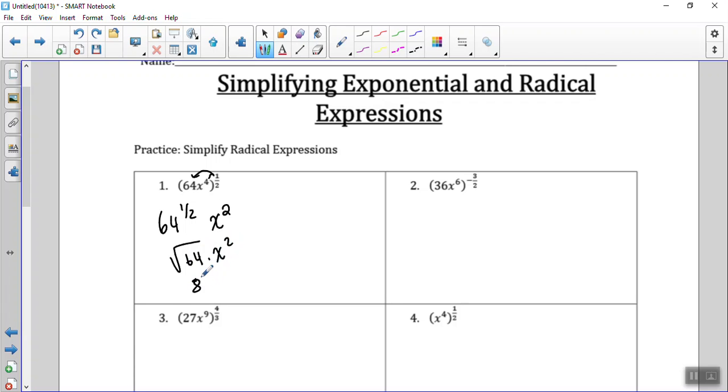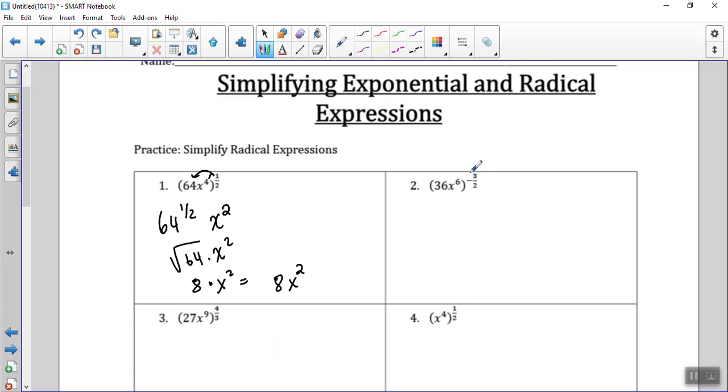Square root of 64 is 8, I think. Hold on. Yes. And then you have x squared. To make it look pretty, I'm just going to write it as 8x squared.